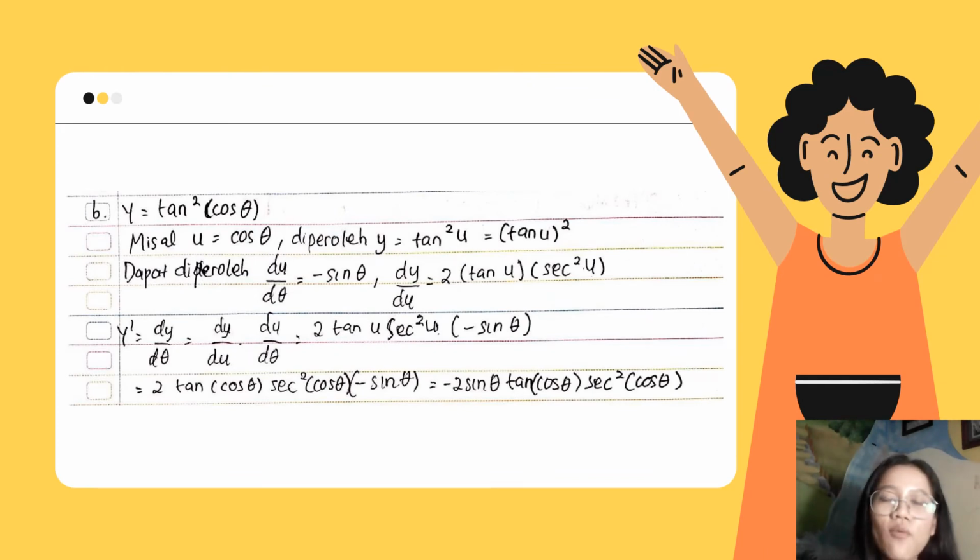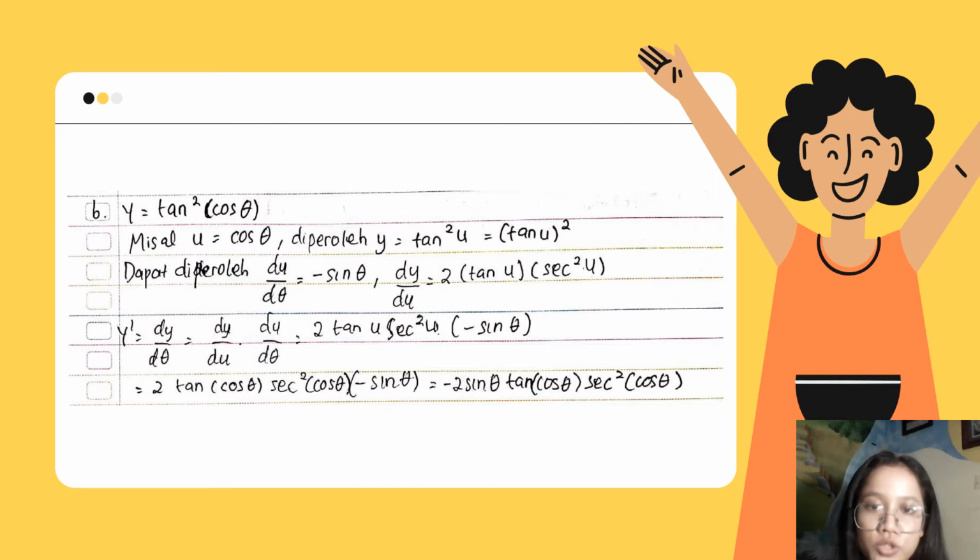In B, we have y equals tan square cos theta. Like before, we assume u as cos theta, so we can have y equals tan square u. We can find du d theta as turunan u terhadap theta is minus sin theta, and we also can find dy du as turunan y terhadap u is 2 tan u secant square u, and the derivative of y can be written with Leibniz notation as dy d theta equals dy du times du d theta.